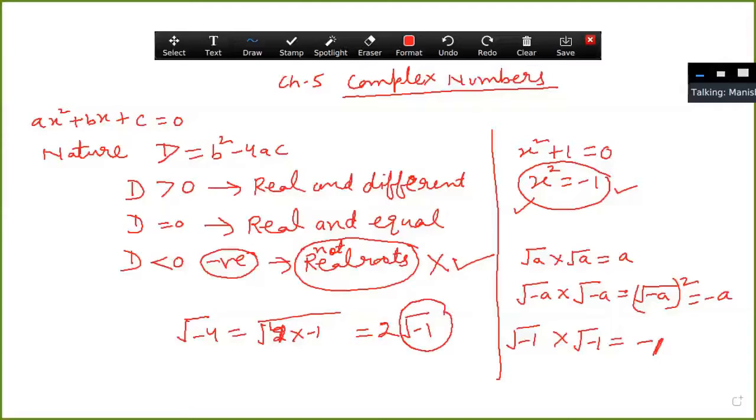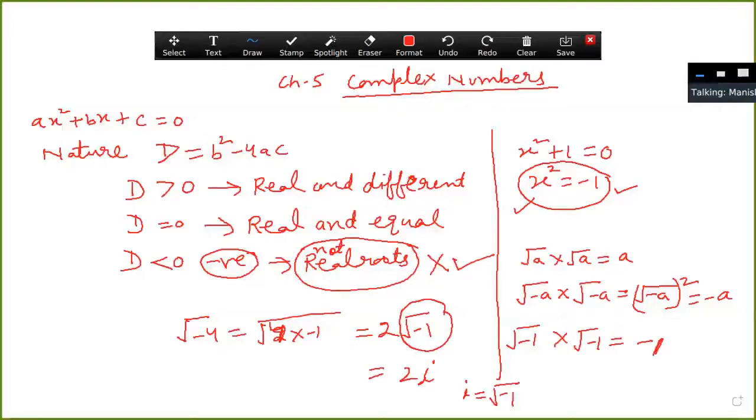What do we have to write in place of root minus 1? The symbol root minus 1 is often represented by the letter i, and it is read as iota, which is an imaginary unit. It means the answer will be 2 times iota, where i is equal to under the root minus 1.